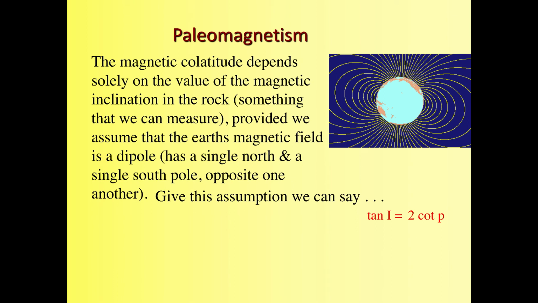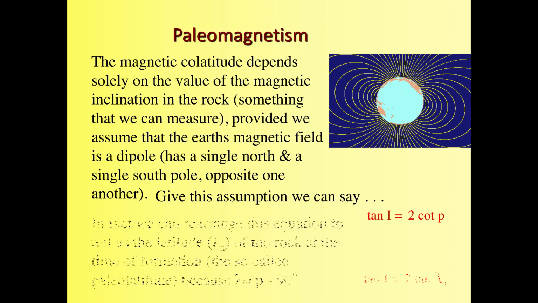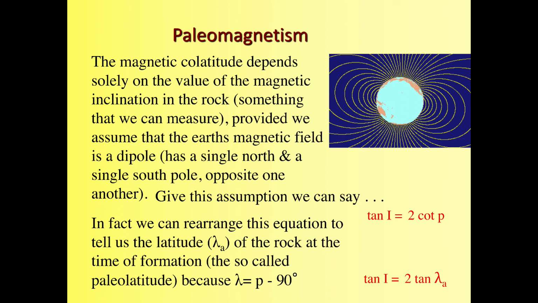In actual fact, we have a little equation for this. It's called the dipole equation, and I've got it written down here. The tangent of I is equal to twice the cotangent of P, where P is that magnetic co-latitude. Well, if you play around with a bit of trig, we happen to know that the co-latitude minus 90 is the latitude. And we know the relationship between cotangent and tangent. We can simplify this whole equation down to this. The tangent of the inclination is twice the tangent of the latitude.